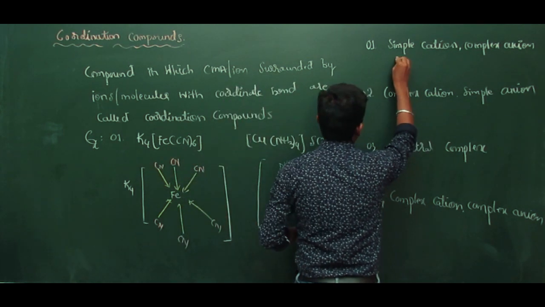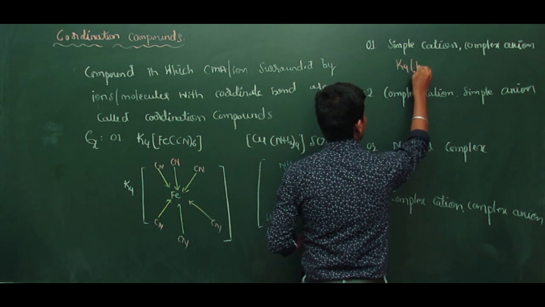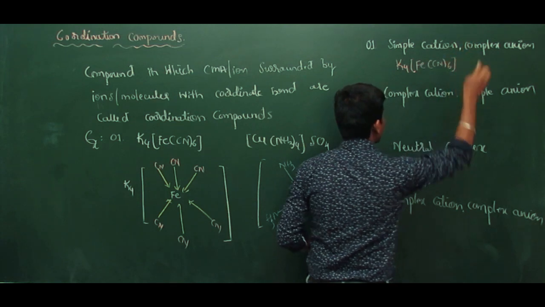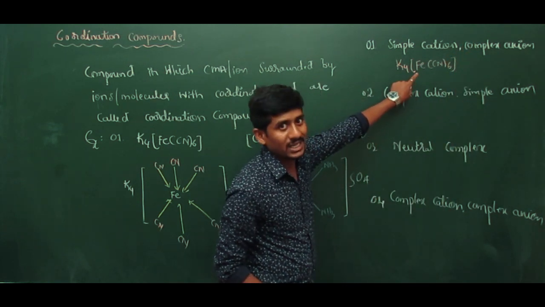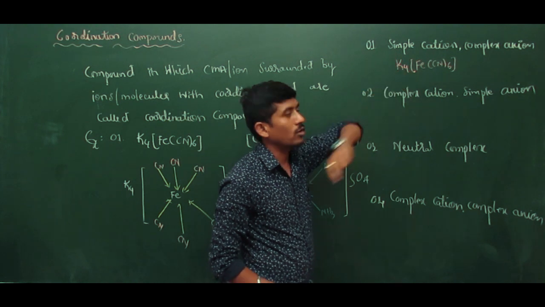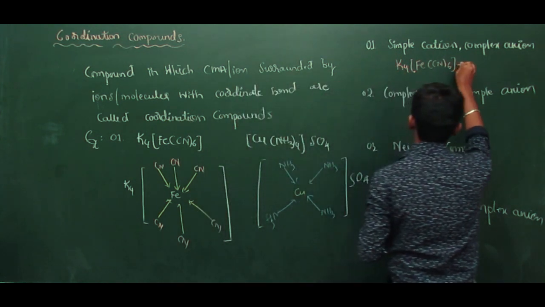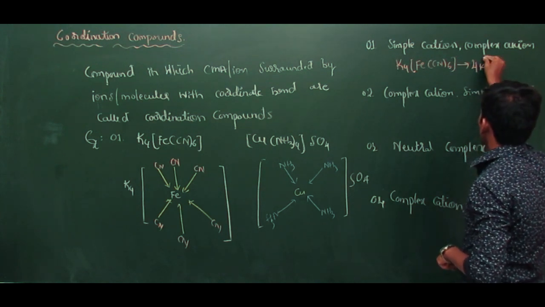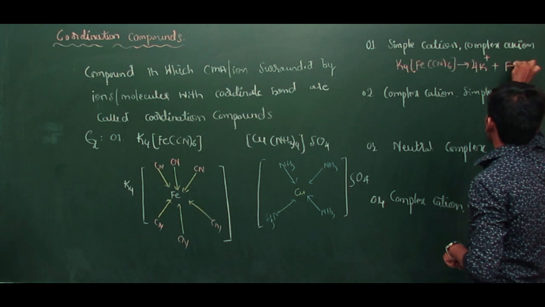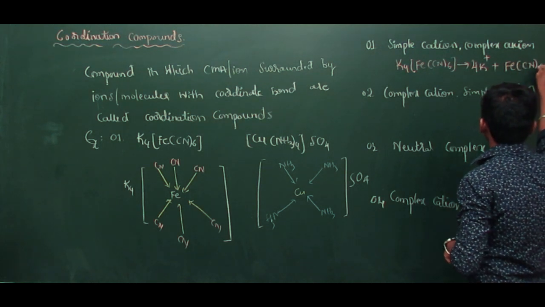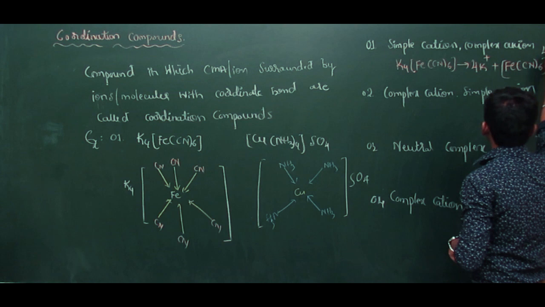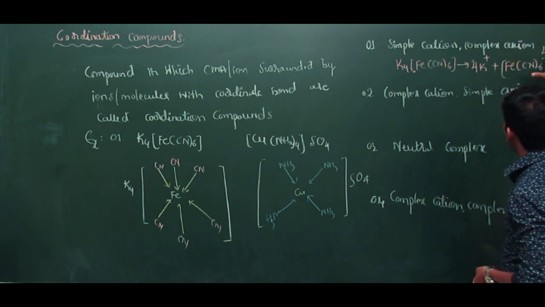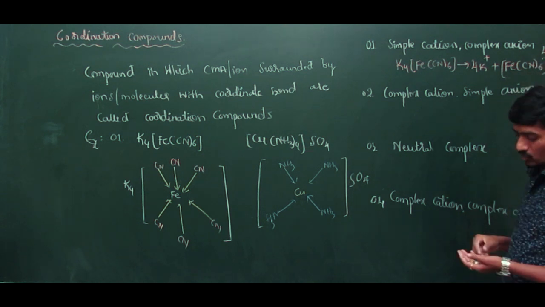That's the first example, K4[Fe(CN)6]. How this coordination compound is an example of simple cation complex anion, let us see. On dissociation of this compound it gives 4 K plus ions and [Fe(CN)6]4 minus ions. Simple cation, and complex structure having negative charge, complex anion.